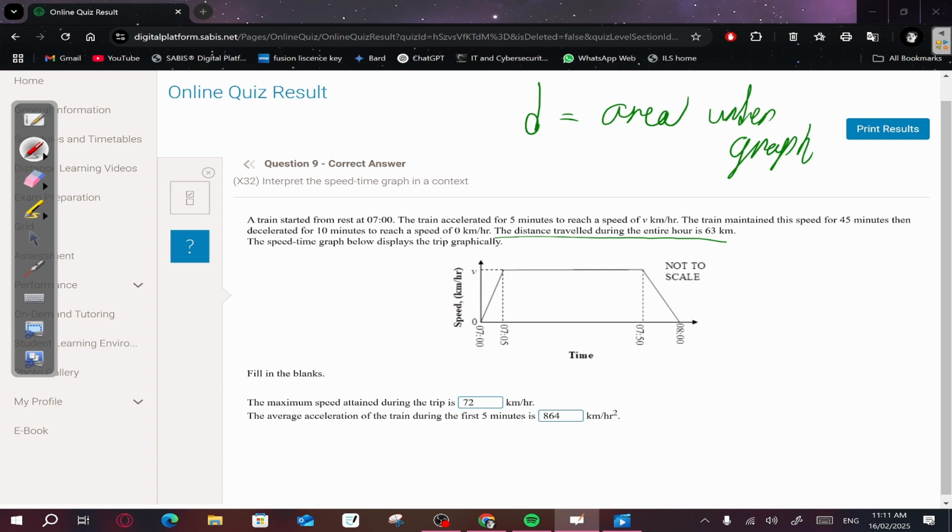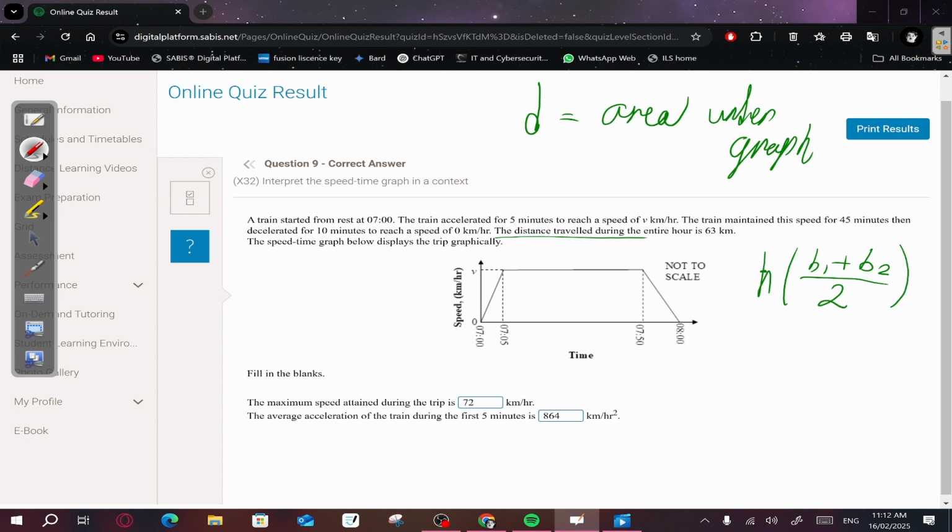Okay. So they want the maximum speed. You can see that our maximum speed, our highest speed, is v, right? And to find v, we're going to use this distance. Since you see that this shape is a trapezoid, it's a very obvious trapezoid. The area of the trapezoid is the height times the first base plus the second base over 2.